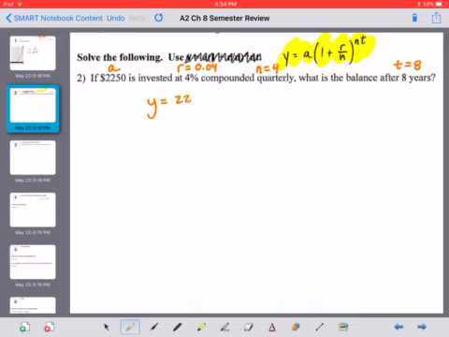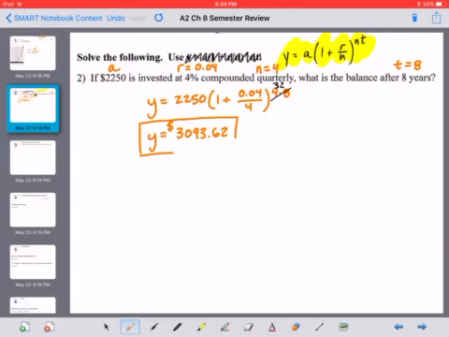We'll end up with y equals 2,250 times (1 plus 0.04 divided by 4) to the power of n times t, so that would be 4 times 8. And when you plug this into a calculator, you always need to figure out what that exponent is. So in this case, 4 times 8 is 32. And if you go ahead and plug that in, you should end up with $3,093.62. So you would make quite a bit of profit on that investment in 8 years.